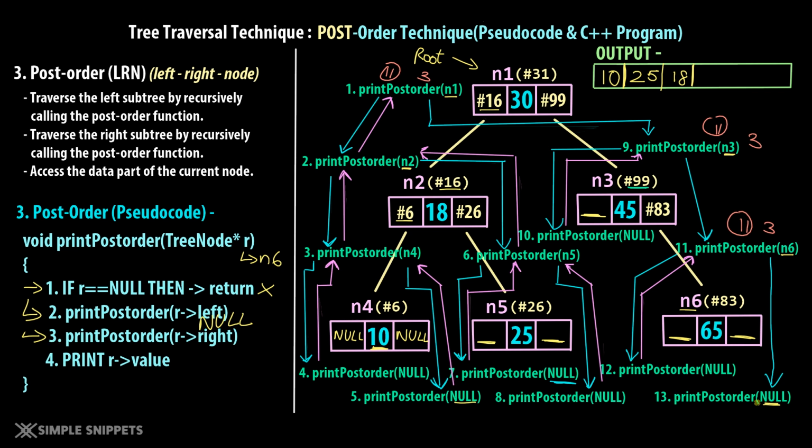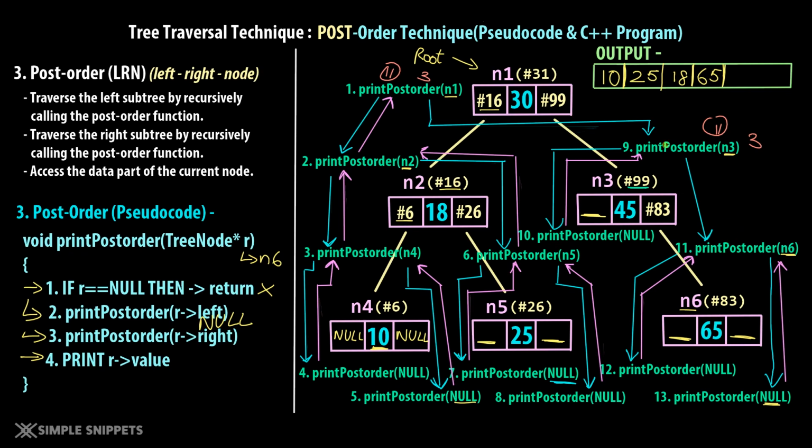When the 13th print post order is called with the value of null, at the very first step it will do nothing but return. So it will come back again to 11th print post order, and once this comes back to 11th print post order, the 11th print post order will resume its operation from step 4. So step 4 for 11th print post order with the node value n6 is nothing but print r of value. R is nothing but n6. What is the value of n6? It is 65. So 65 gets printed, and step 4 is done, which means all steps for 11th print post order are done, so it can go back to its calling function.